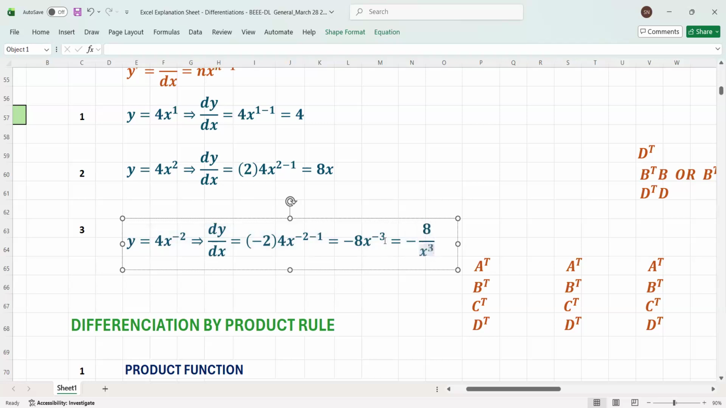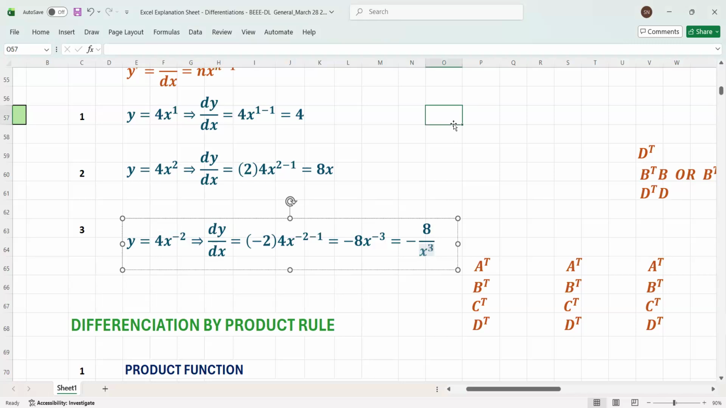Any questions so far? Can I assume that given a problem, you can differentiate using the power rule? Is everybody okay? Okay, Kingsley, you have your hand up, yes?